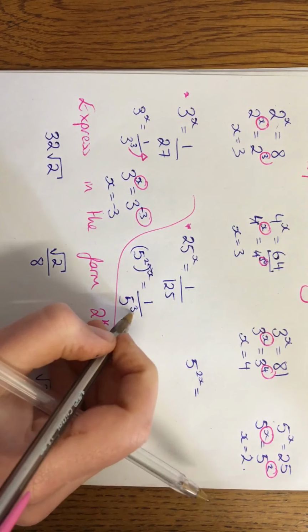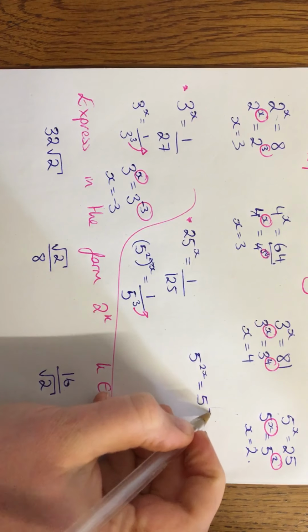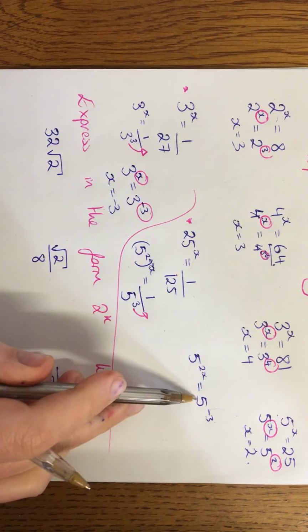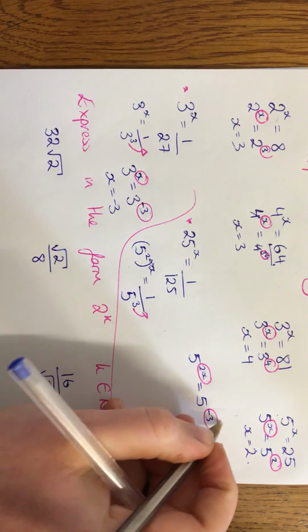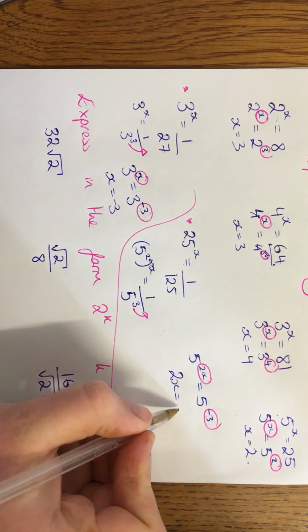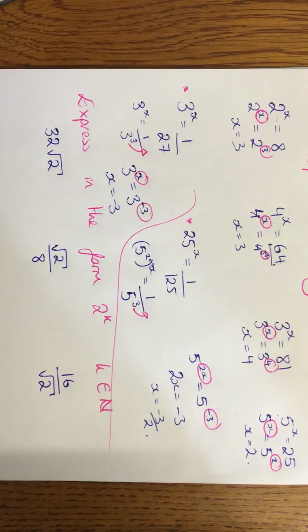What happens when I flip this? I want this up on the top line. So I have 5 to the power of minus 3. Then I check. Bases are the same. 5 is the base, 5 is the base. Circle, and solve. 2x is equal to minus 3. So x is equal to minus 3 over 2.